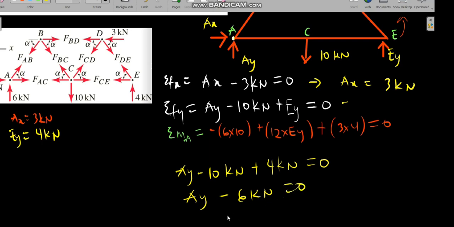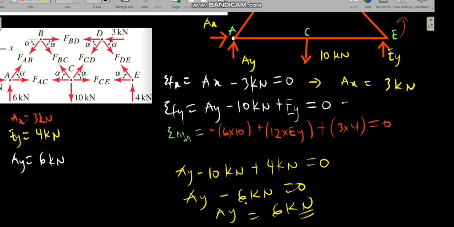should be equal to 0. So now let's make Ay the subject. We take the minus 6 kilonewton to the right hand side, so Ay will be equal to 6 kilonewton. That will be the value of Ay. Let's write that here. So you got Ay equal to 6 kilonewton. Now that you've gotten the unknowns, you go ahead and calculate the forces in each of the members.